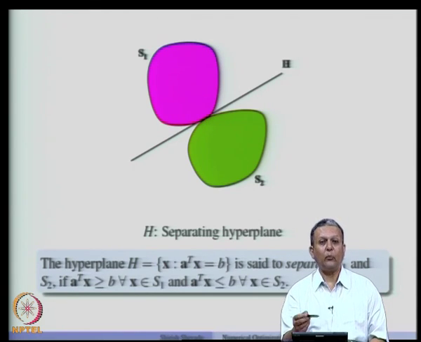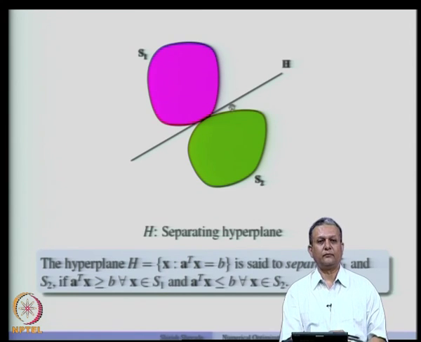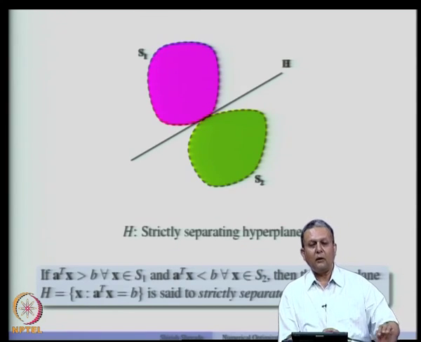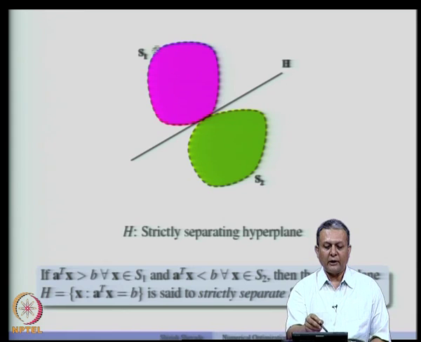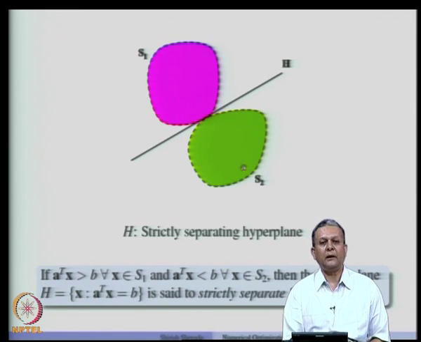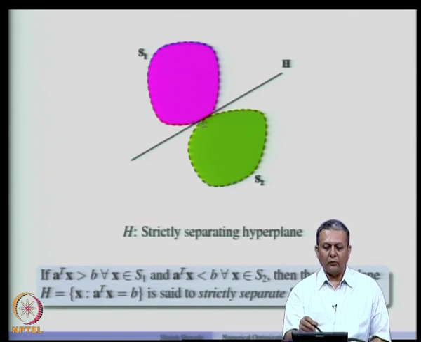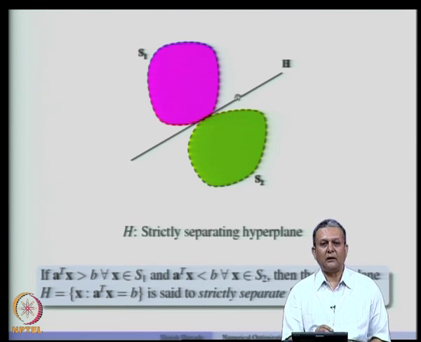So, there exists one point, the intersection of these two sets S1 and S2, through which this hyperplane passes. Now, let us modify the sets S1 and S2 as open sets. So, that is why the boundaries of these two sets are shown by dotted lines. Now, they do not have any intersection. So, if I take the same hyperplane, now we can say that it strictly separates S1 and S2.